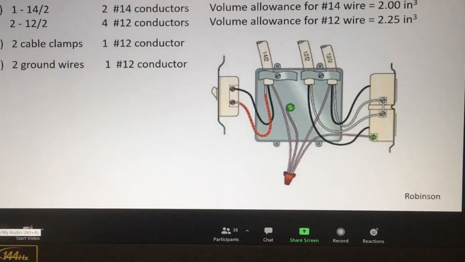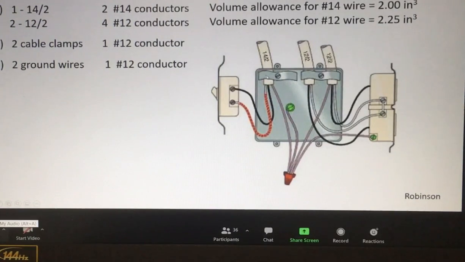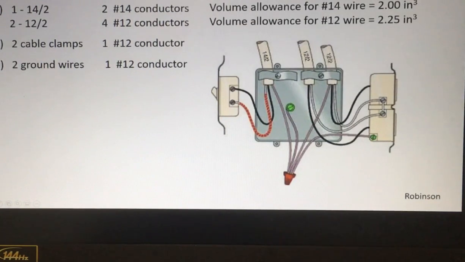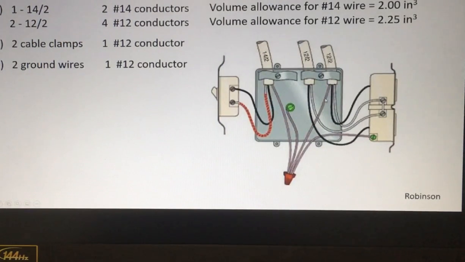What are the cable clamps? These things are the cable clamps that are holding the cable into the box. We have 2 ground wires, a number 14 and a number 12. They count as the largest conductor. So we got one more number 12.